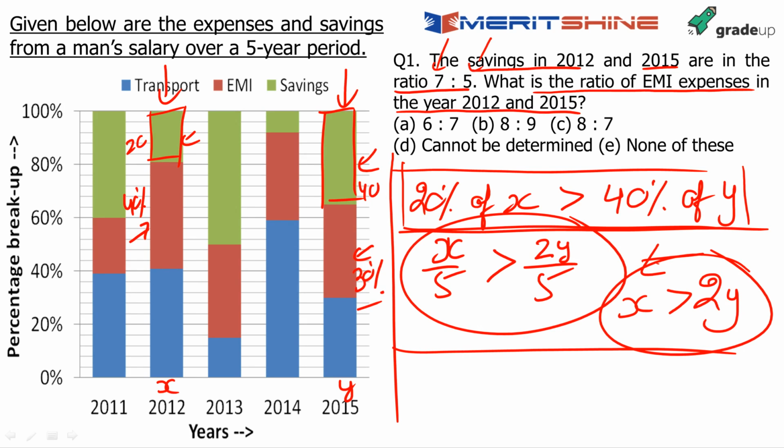If in 2012 it's 40% of x, in 2015 this is 30% of y. It means that if you look at these two numbers, x I already know is greater than 2y.